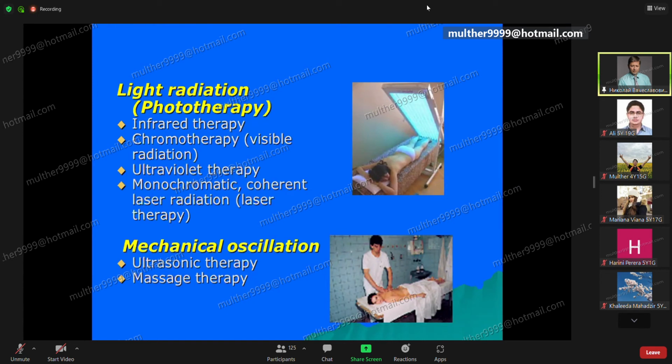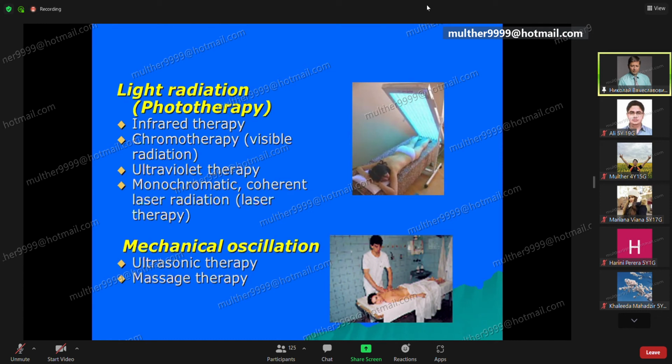And a separate, even artificial light therapeutical light radiation technology, monochromatic coherent laser radiation, or laser therapy. And also one group of physical factors, which you can see here. It is methods of mechanical oscillation.